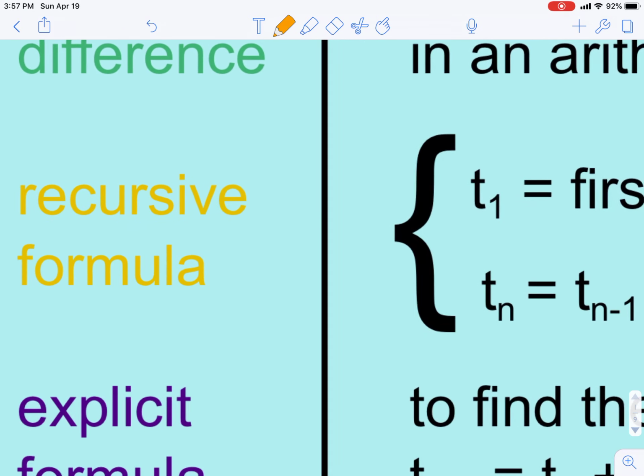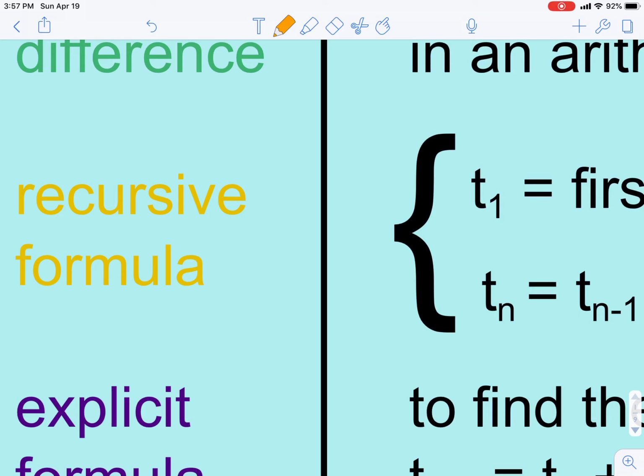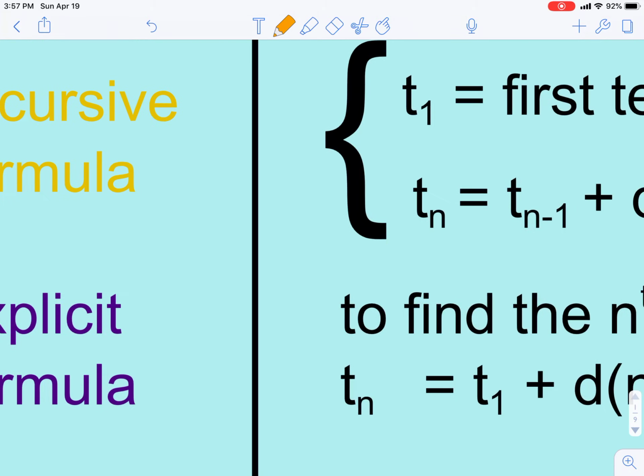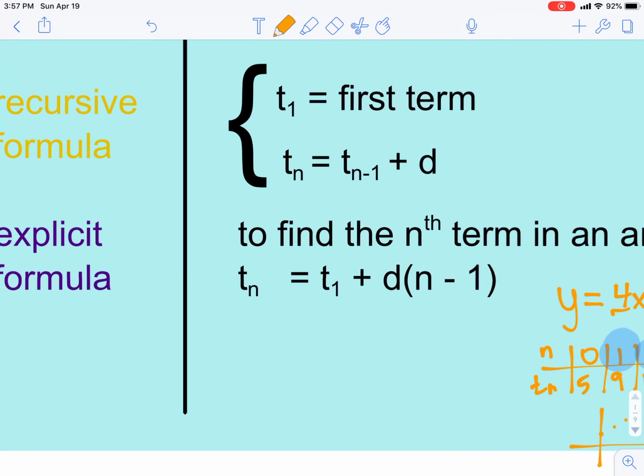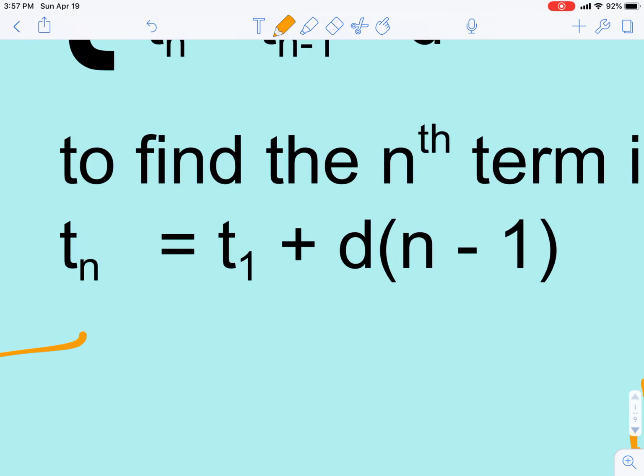Recursive formula, I really don't like the recursive formula, because if I asked you to find the 100th term, you need to know the first term so you can find the second term, then you use the second term to find the third term. You keep going, starting at 1 and all the way to 100, right? The explicit formula, much nicer. If I wanted you to find the 100th term, you're going to have a bunch of information to plug in right here. You're going to plug in 100, and then you're going to do the math.